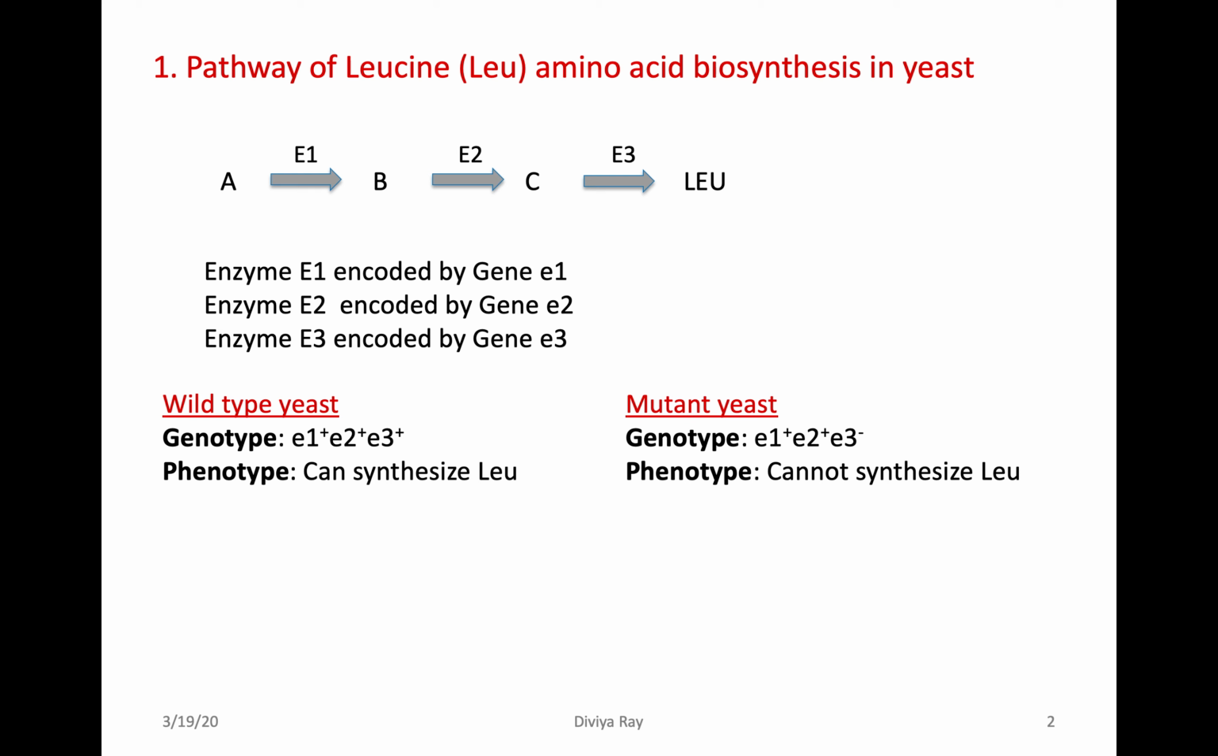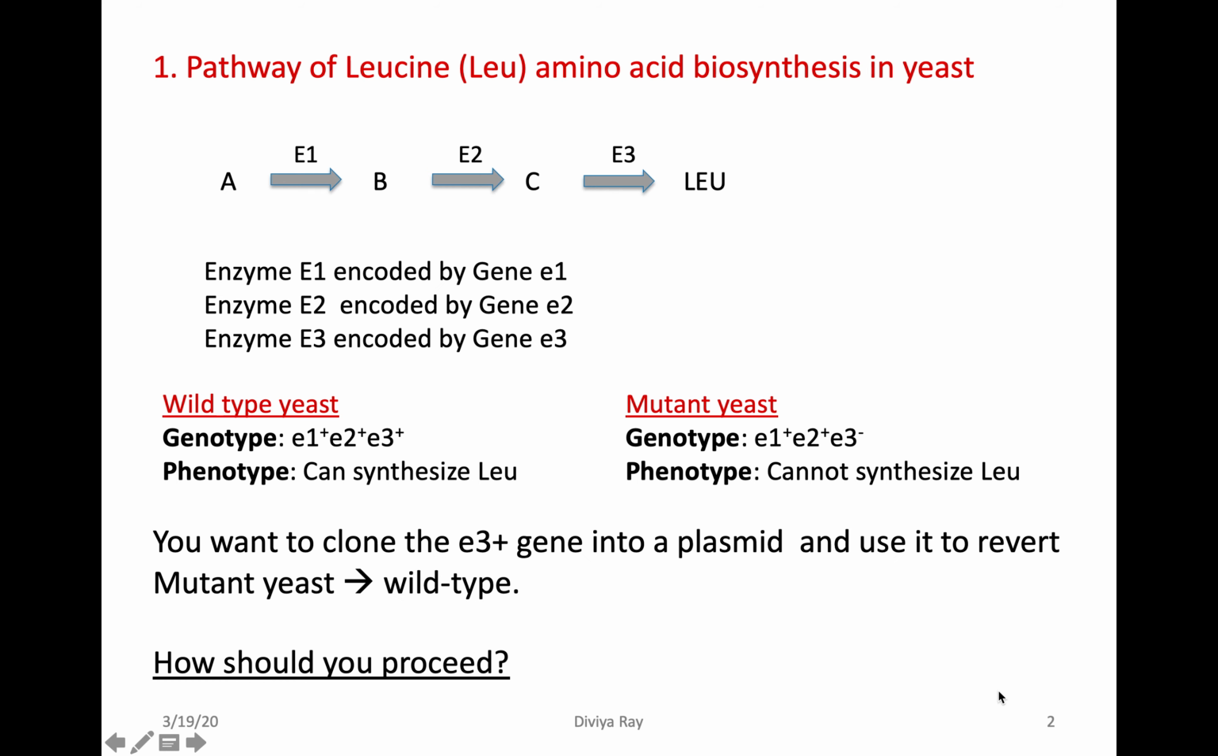As a result, it cannot catalyze the conversion of substrate C to leucine. Hence, this mutant is not able to grow in a medium that lacks leucine. It is dependent on the availability of leucine from an external source in order to grow, divide, and make more of its kind. So, what is your objective?